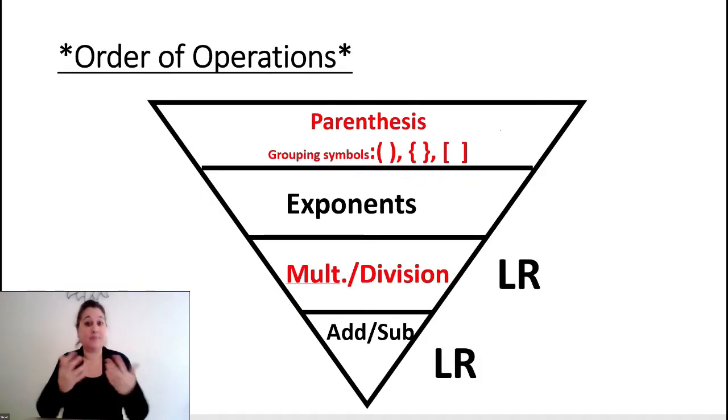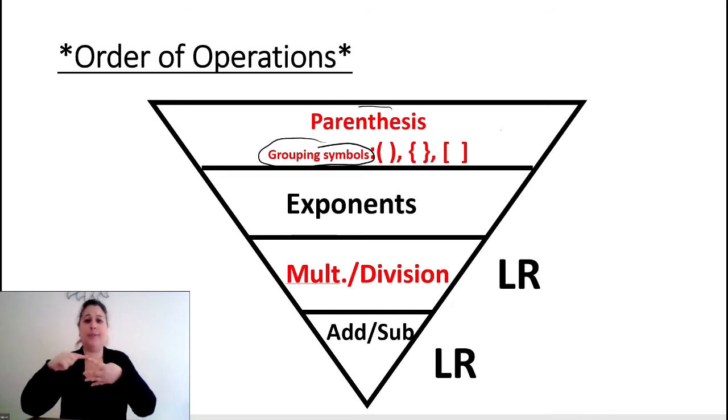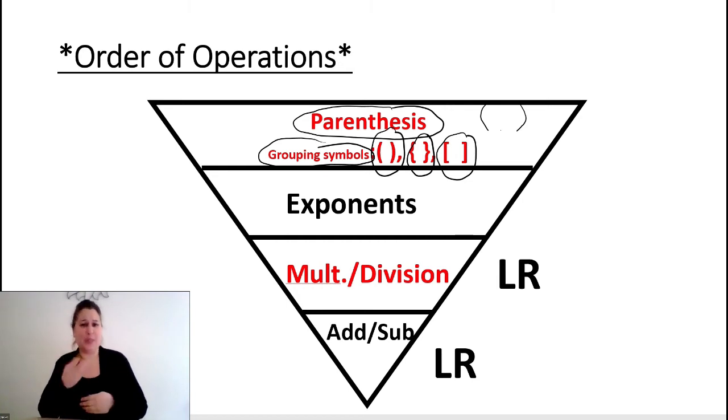The order of operations. An easy way to help remember the order of operations is to follow this upside down triangle. The first thing you're going to want to look for is any type of grouping symbol. And usually when you first start order of operations, you usually just have parentheses. Parentheses are this symbol right here. These are called braces, and these are called brackets. You usually won't see braces and brackets until way later down the line, but they do happen.